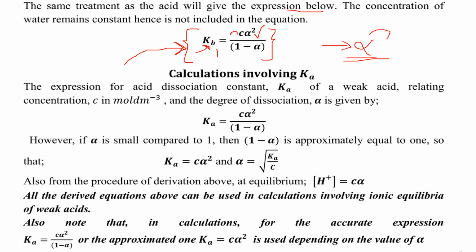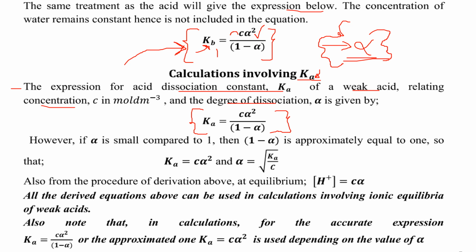It is used in chemical equilibria, ionic equilibria, and we shall also use it in electrochemistry. Now looking at the calculations that are going to involve the ionization constant of an acid, Ka, where A is a subscript, the expression for the acid dissociation constant Ka for a weak acid, relating concentration and the degree of dissociation, is given by this, just like we derived it above.